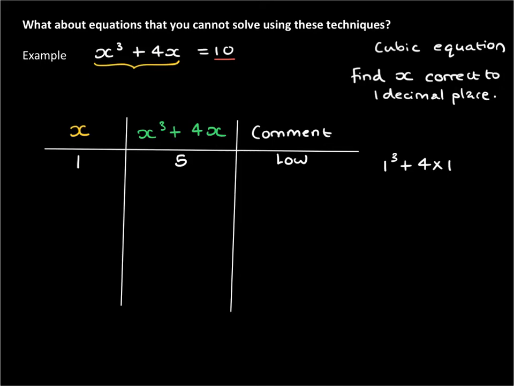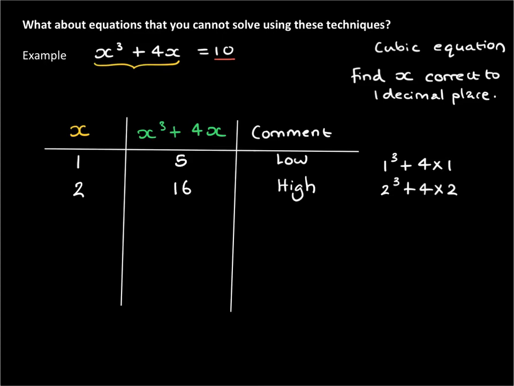So let's be logical here. There's no point going into multiple decimal places until we've checked the next integer value up. So we're going to check a value of 2. So this time I'm calculating 2 cubed plus 4 multiplied by 2, and that gives me a value of 16, which is obviously larger than 10. So that value is too high.